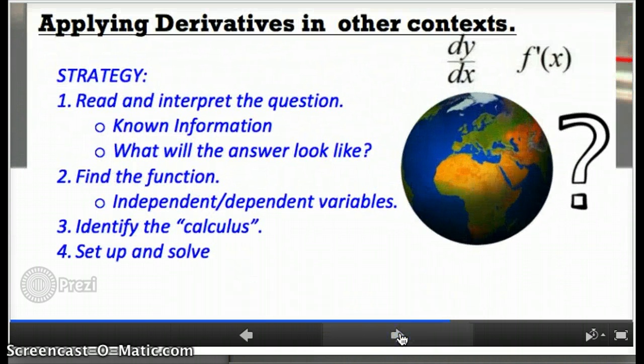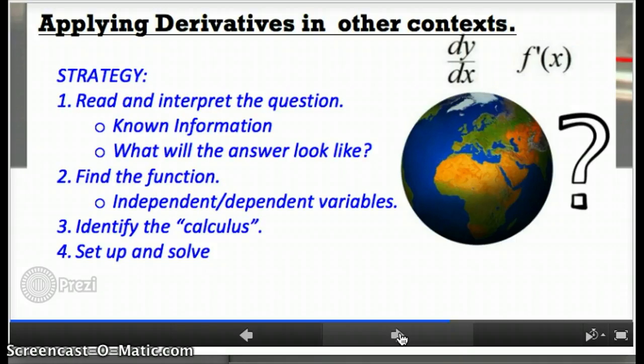Before we get started with some examples, I'd like to talk briefly about a strategy, because moving forward this year, a huge skill for you is going to be to find the math inside of a word problem. We talked about it yesterday with those keywords, but we're broadening the context. So when you encounter a real-world problem, obviously you're going to read and interpret, and you always want to identify known information and identify what the answer will look like. Things like units and variables can help you there. That's pretty normal for you.